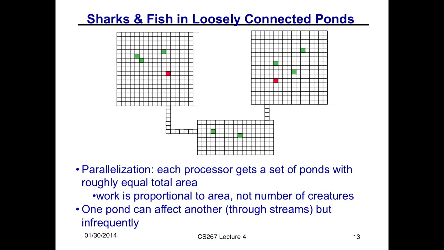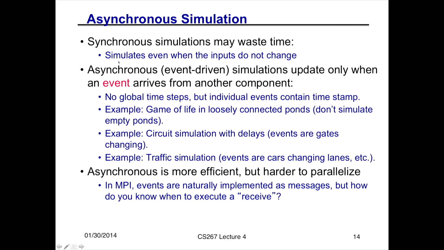I really don't want to have to do anything until there's an event, until something arrives, and that gives me something to do. So the question is, how do I organize my simulation to only do as little work as necessary? As I said, the synchronous one wastes time. So what I'm going to do instead is something called asynchronous or event-driven simulation. I'm only going to do something when an event arrives, say, from another processor. So there's no global time steps anymore.